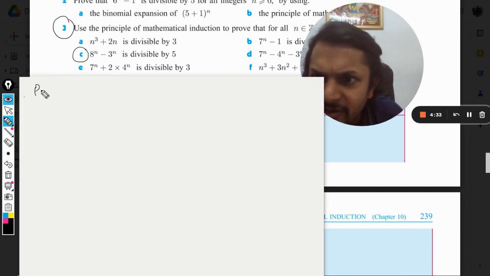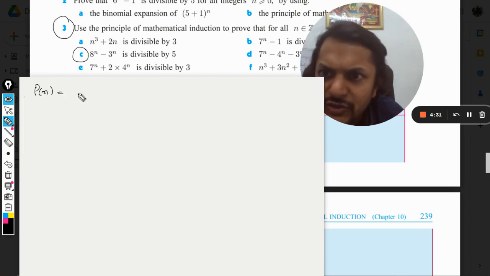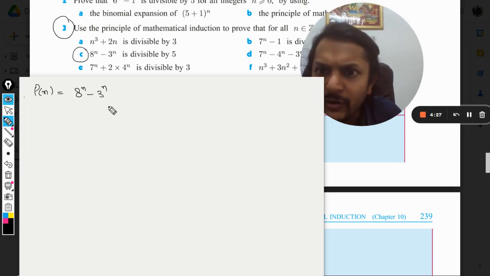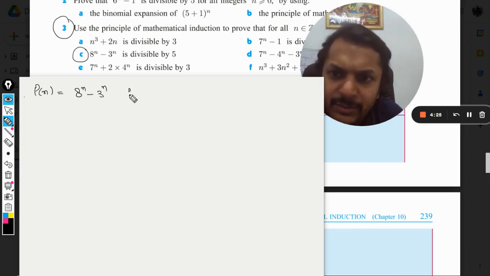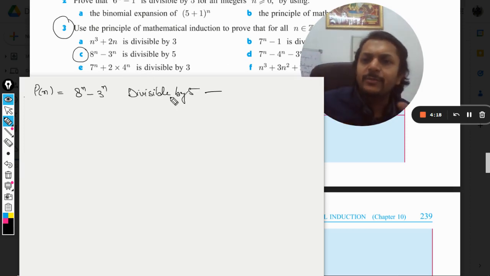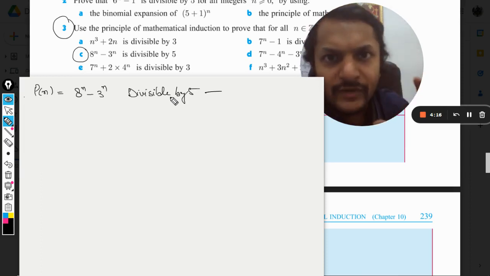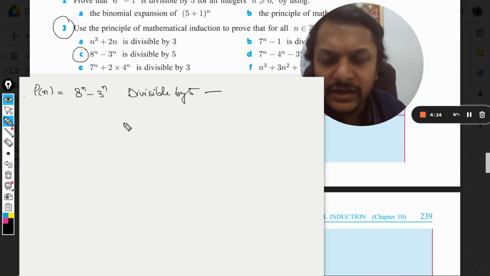So let us say what is this Pn? So Pn will be 8 raised to power n minus 3 raised to power n, and it is divisible by 5. So this is our proposition, and now we want to prove it by using the principle of mathematical induction.